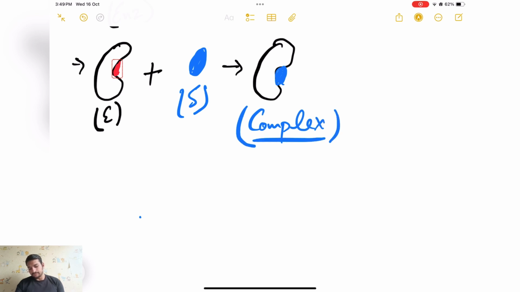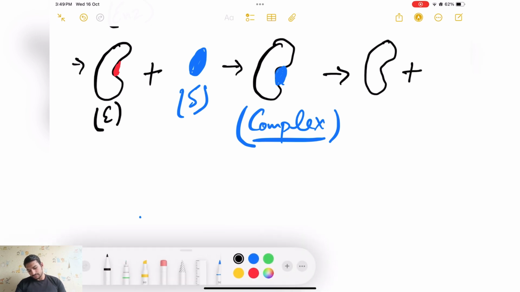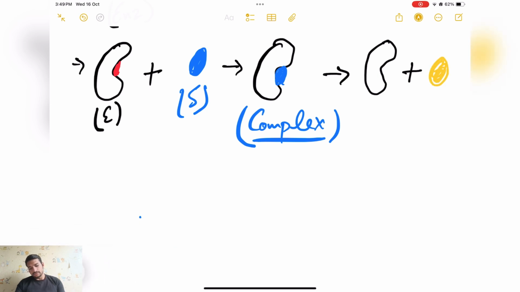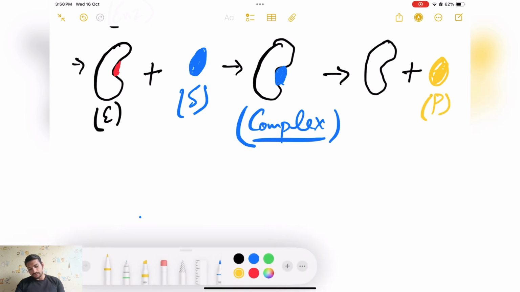After that, the enzyme detaches and forms the new substance, or we can say the product. This is the product. This is the enzyme.